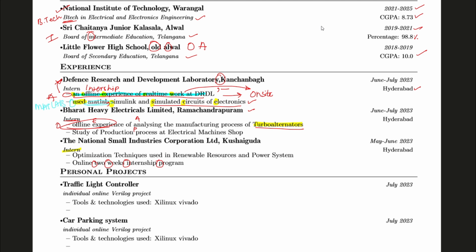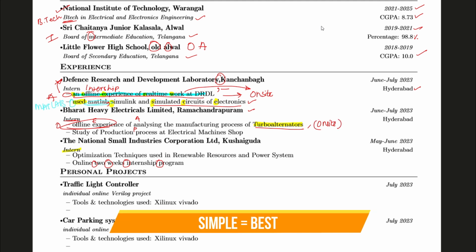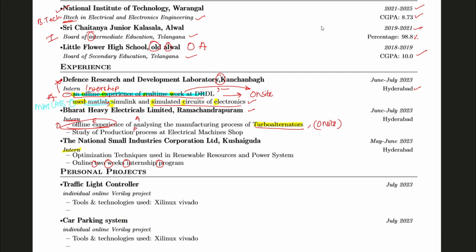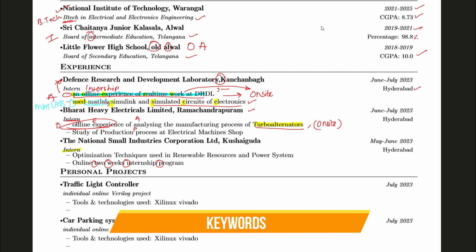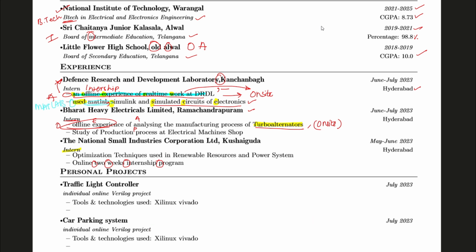Analyze the manufacturing process of turbo alternators, on-site or in brackets, on-site. Okay, see how clear it is now. Always try to reduce the points. Don't keep the statements as they are, like we write or we speak. Just keep them very concise and use keywords. Okay, you need not write the full statement or full sentence completely. Just make sure that by reading the statement, it gives a complete picture in fewer words and statements.